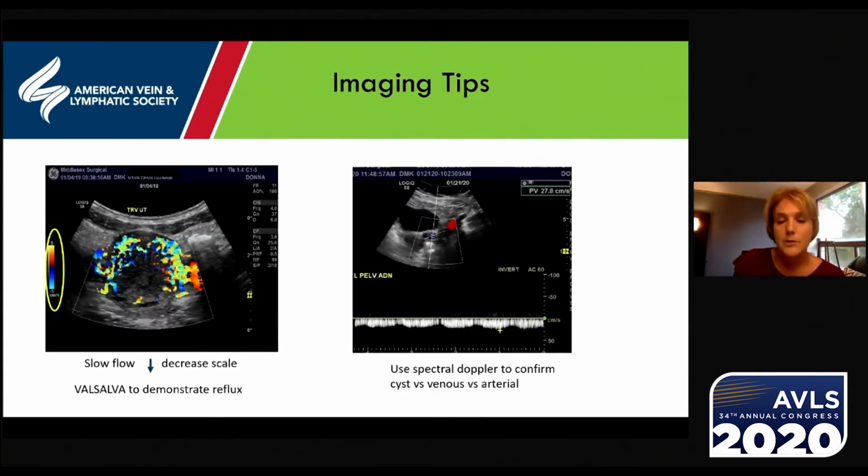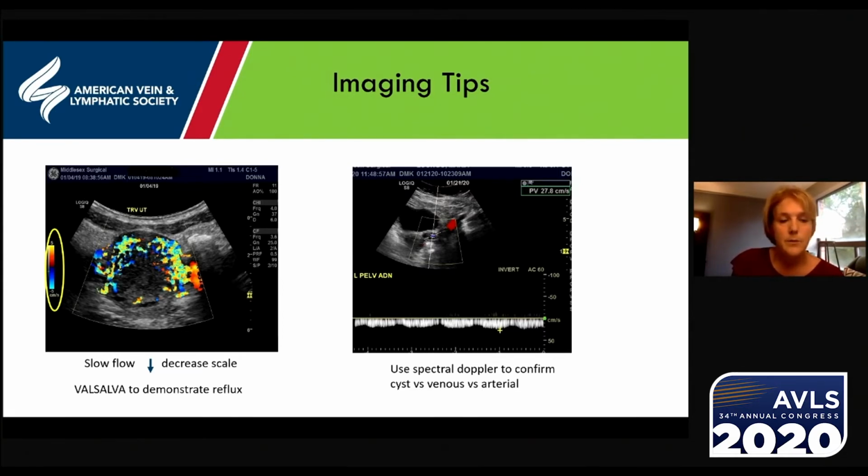Now, what we want to make sure we do is put our Doppler in these vessels, because you notice in that other picture, they just look like cystic structures. So we need to confirm a couple of things. Number one, we need to confirm it's vascular and venous. And then we also want to make sure that it's not a cystic structure such as an ovarian cyst.